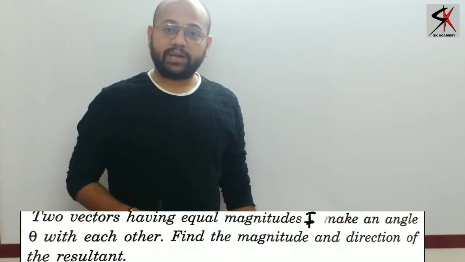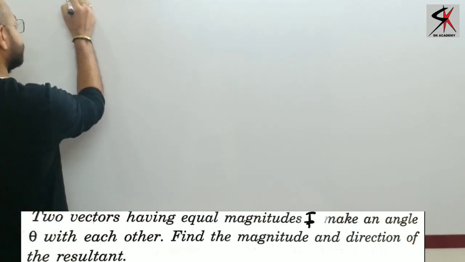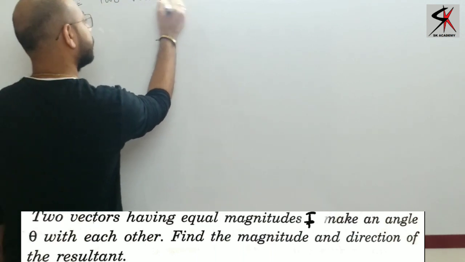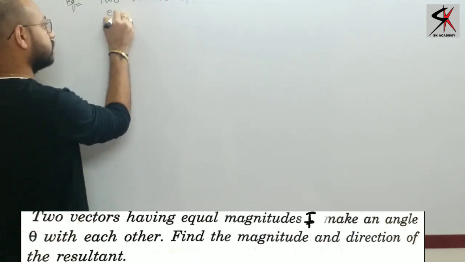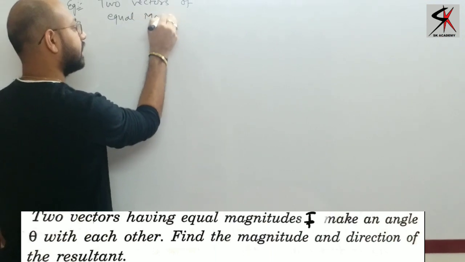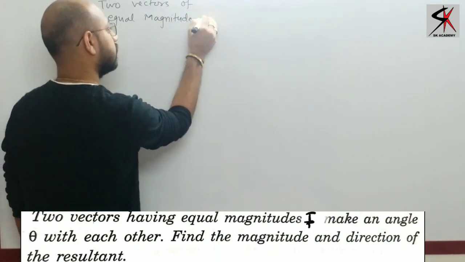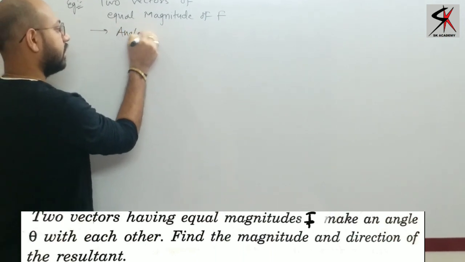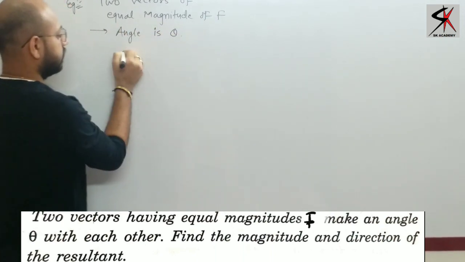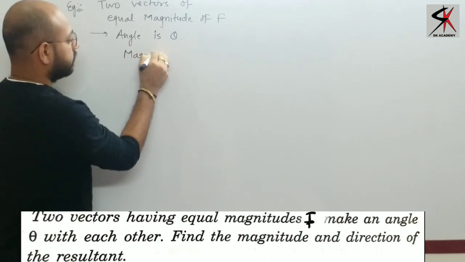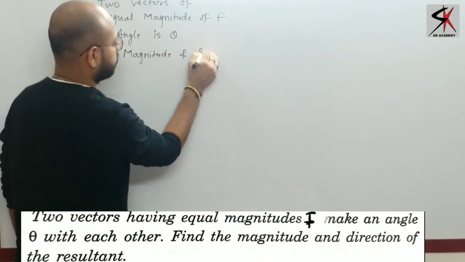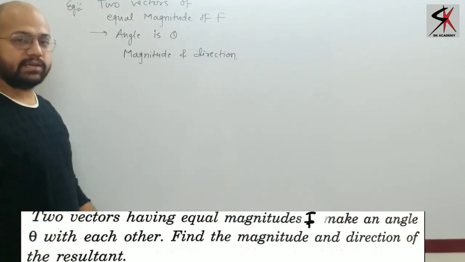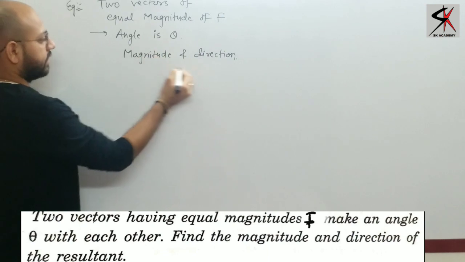Now the second sum. In the second sum you are given two vectors of equal magnitude f, and the angle between them is theta. Then find its magnitude and direction. You can pause the video and find it yourself.